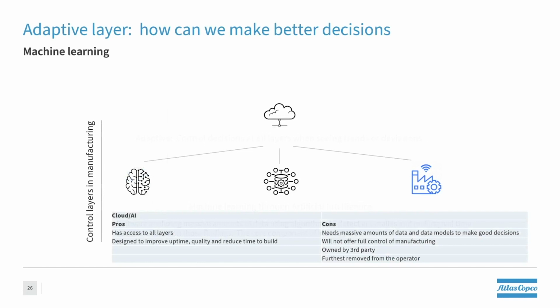Pros and cons of using AI in your plant: the pros being it has access to all layers within manufacturing and will make decisions based on what's being seen in these layers. It's designed to improve uptime, quality, and reduce time to build. The cons are it needs massive amounts of data and the correct data models to make good decisions. It will not offer full control within manufacturing and really shouldn't be dedicated for full control either. And usually AI is going to be owned by third parties.